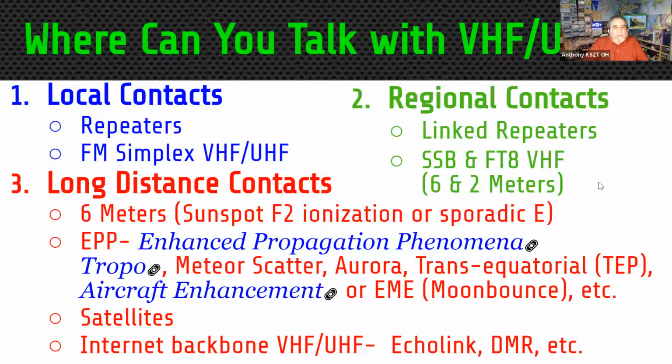Using single sideband and or FT8 on VHF, 6 meters and 2 meters, so-called weak signal modes, also CW, will increase your distances somewhat. For long distance contacts on 6 meters, it acts a lot like HF at times, with sunspot F2 activity ionizing the layer and producing worldwide propagation at times. Unfortunately, we don't always have good sunspot activity, but even when we don't, we get sporadic E.